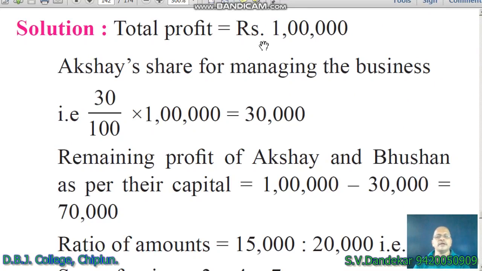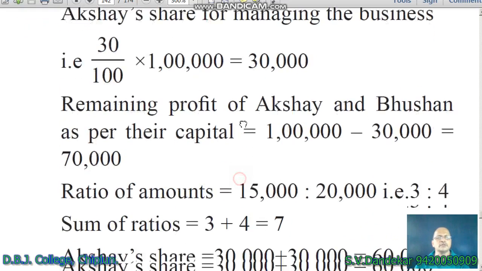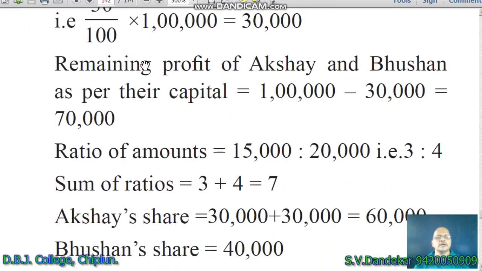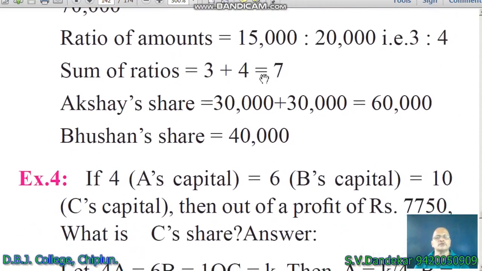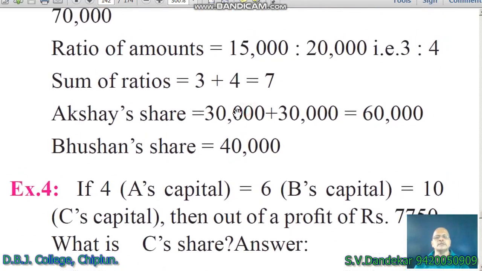The total profit is rupees 1 lakh. Akshay's share for managing the business is 30%, so 30% of 1 lakh is 30,000. The remaining profit, that is 70,000, is divided between Akshay and Bhushan as per their capital investment, in the ratio 15 is to 20, that is 3 is to 4. Sum of the ratios 3 plus 4 is 7.